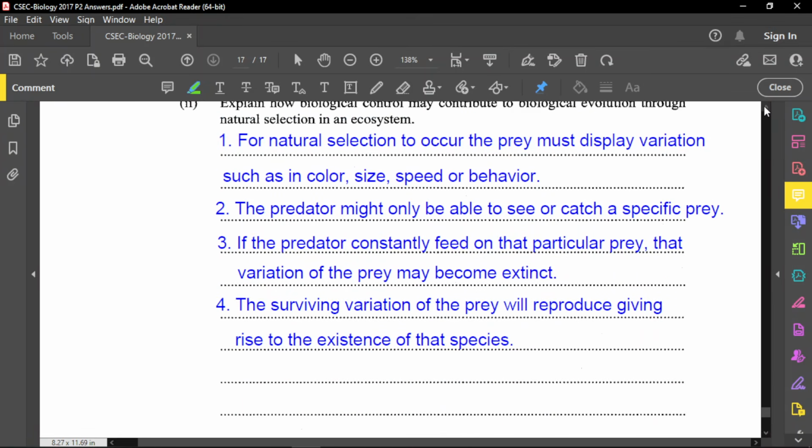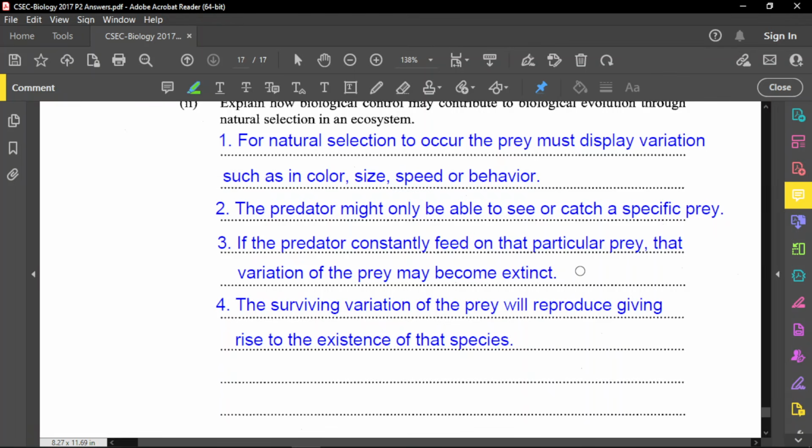The first point here is that for natural selection to occur, the prey must display variation. There must be variation for you to have natural selection. If everything is the same, then you can't have natural selection. The variation could be in color, size, speed, or even behavior.